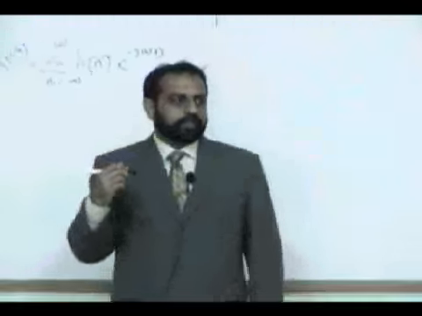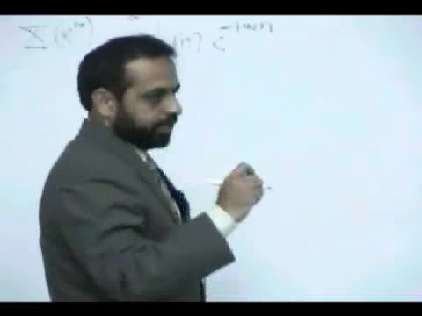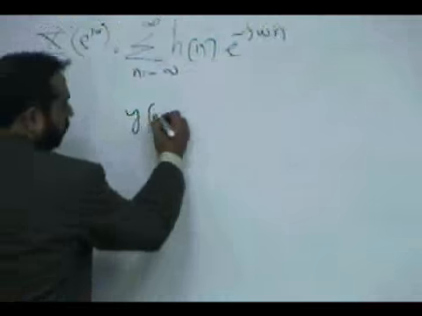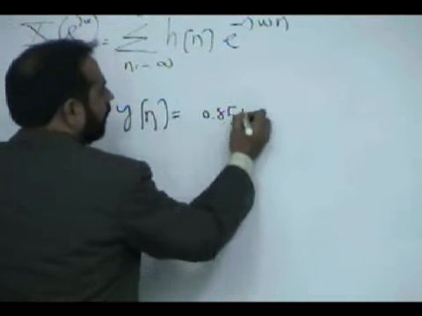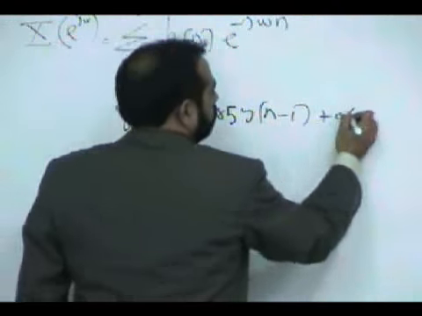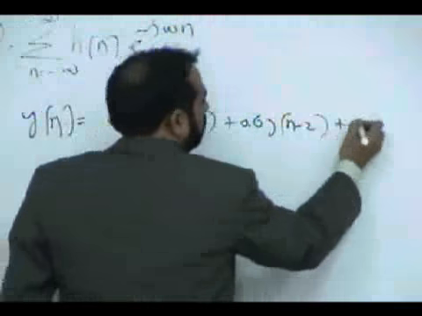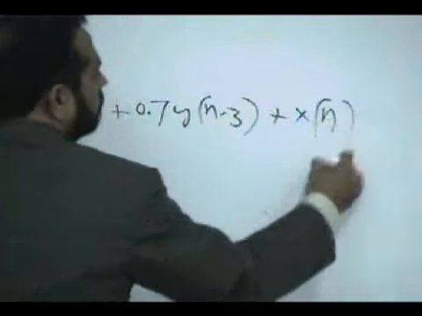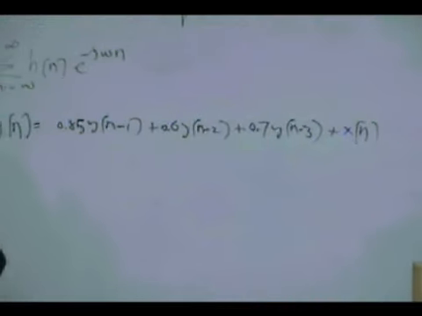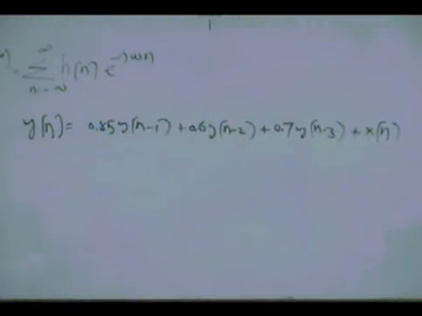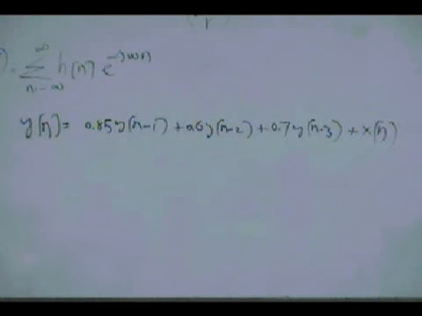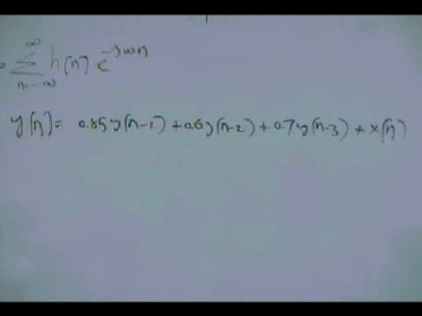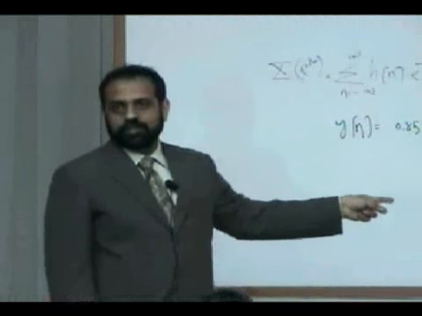His question is that we have a simple check with h of n, and I'm saying once you check, let me put a difference equation. y of n is equal to 0.85 y of n minus 1 plus 0.6 y of n minus 2 plus 0.7 y of n minus 3 plus x of n. The question is, you don't know h of n, you know the difference equation. Looking at the difference equation, I really cannot comment. I have written it myself, and I cannot comment whether this is stable or not. I have no way of looking at it and saying whether the difference equation represents a stable system.